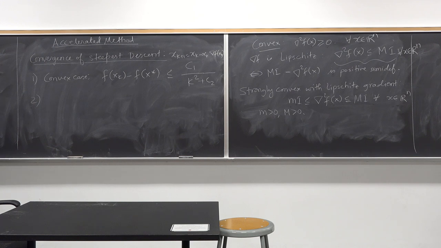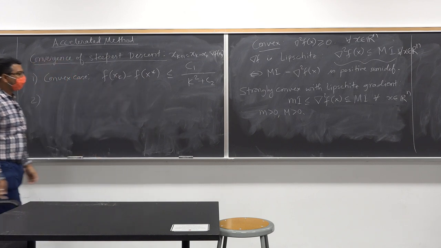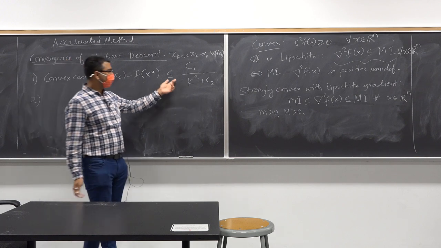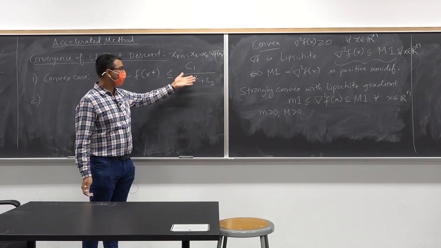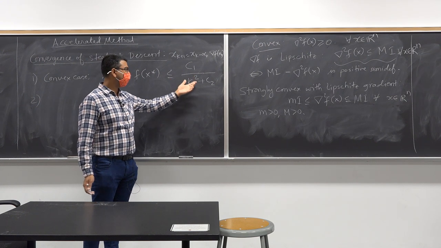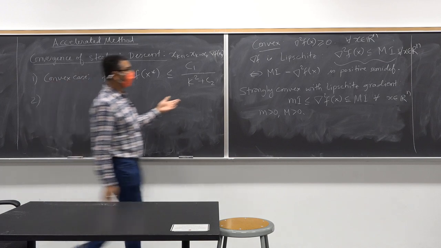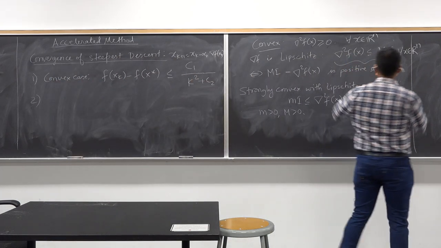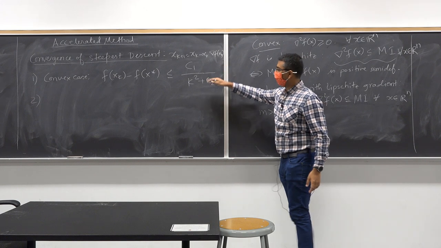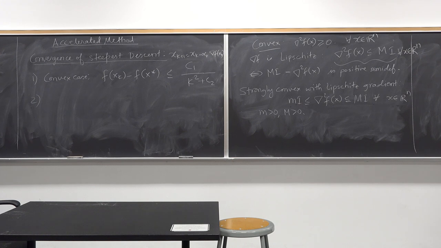So we look at the function evaluated at xk, we look at the optimal value of the optimization, and it decays. So it's upper bounded by c1 over k square plus c2, where c1 and c2 are some constants that depend on different parameters of the function. It could depend on the Lipschitz condition, it could depend on how you're picking alpha k and so on. But this is what the convergence speed of steepest descent for the convex case typically looks like.